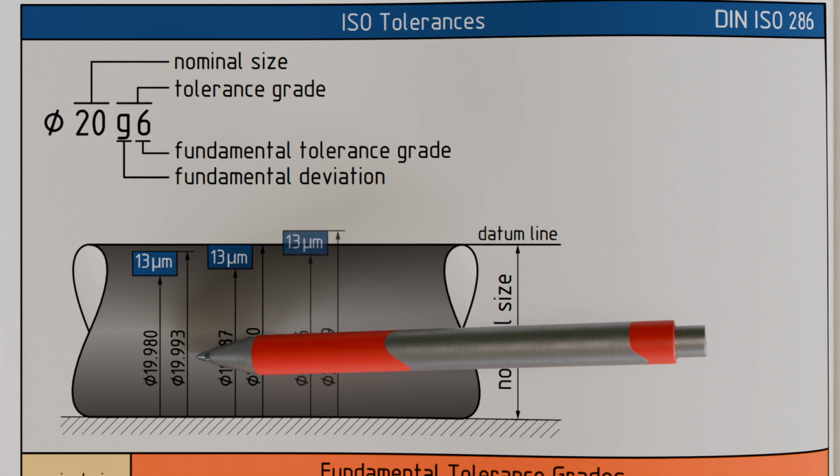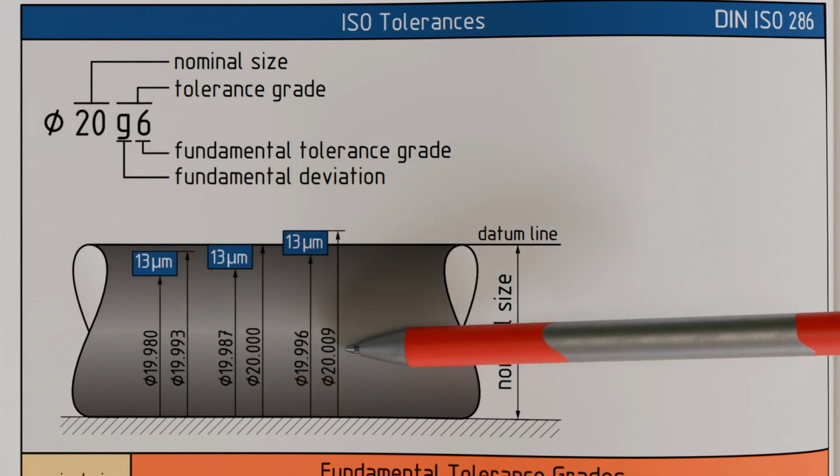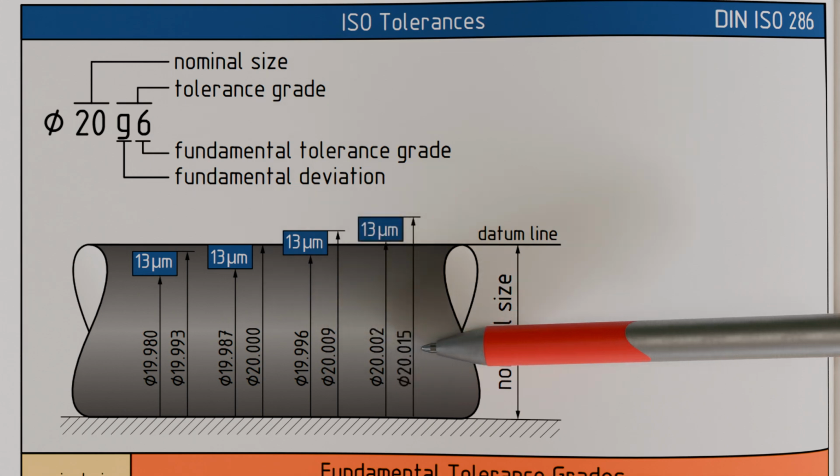It is also possible that the dimension can lie between 19.996 and 20.009, thus slightly below as well as above the nominal size. It is also possible that the tolerance zone lies between 20.002 and 20.015 and is therefore entirely above the nominal size. In all the cases shown, the dimensional tolerance is always 13 micrometers. Therefore, the position of the tolerance zone is not yet determined by the indication of the fundamental tolerance grade alone.